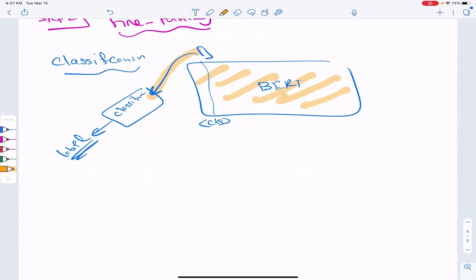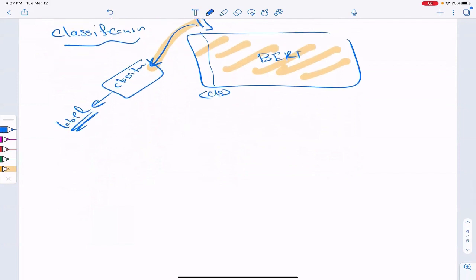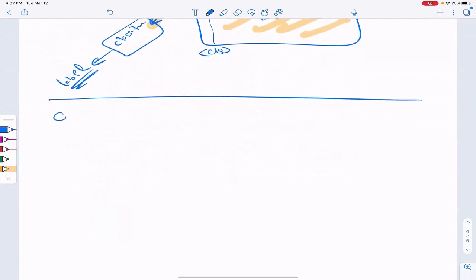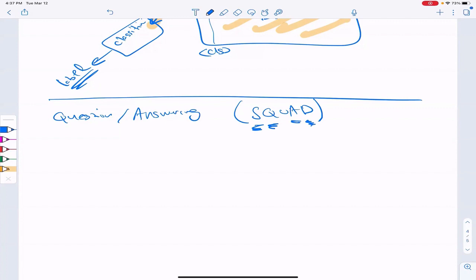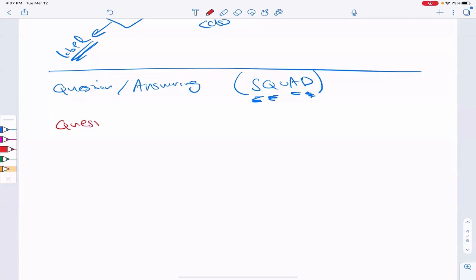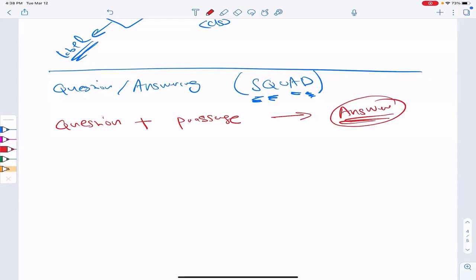The other task that is usually considered as a benchmark is question answering. There's a data set called SQuAD, I think it stands for Stanford Question Answering Data Set. Maybe that's the abbreviation. They have various versions in order to evaluate the quality of models for question answering. The way it works, they have some questions and they have a passage, and the goal is to find the answer within that passage.